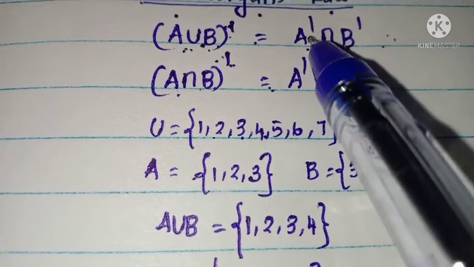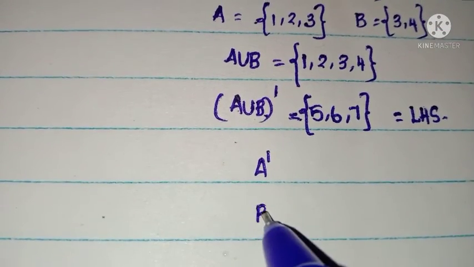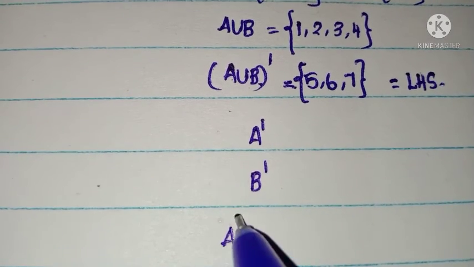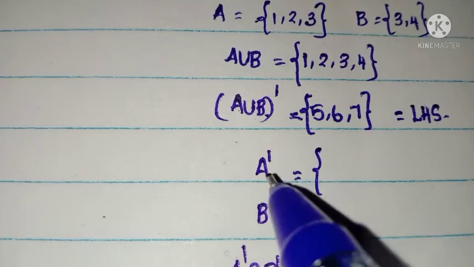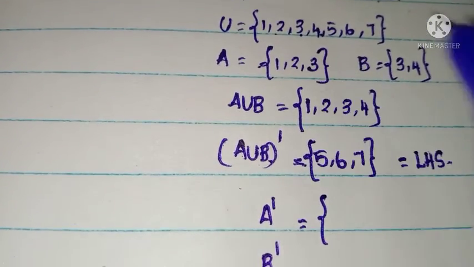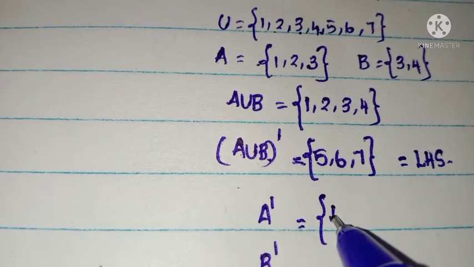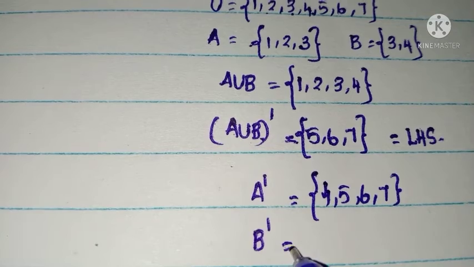That is LHS. Okay. Now RHS. RHS is A complement intersection B complement. So we need to find A complement, then B complement, then find their intersection. This is the procedure. Let's see what is A complement. A is {1, 2, 3}. So what is A complement? 4, 5, 6, 7. Isn't it?